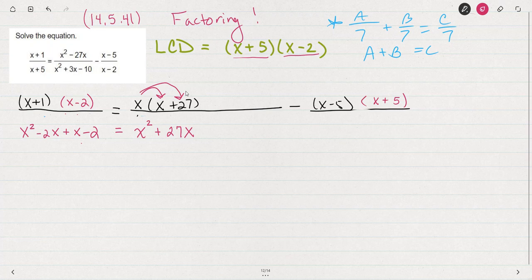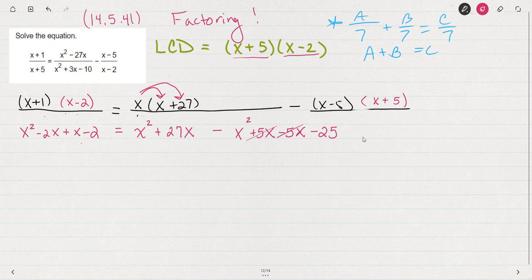It's x squared plus 27x minus first times first, outside times outside, inside times inside, last times last. But look at what happens. And maybe you recognize this right off the bat, that this was the difference of two squares, because these two middle terms are going to cancel, right? 5x minus 5x.